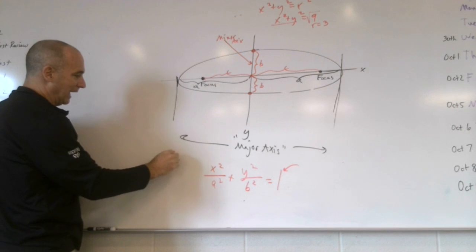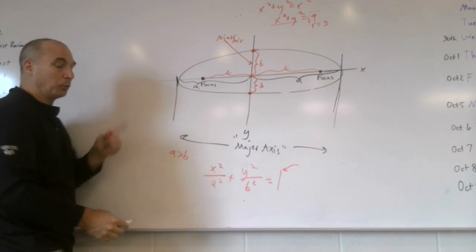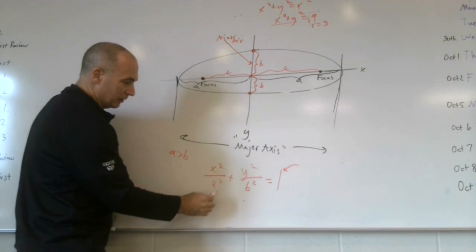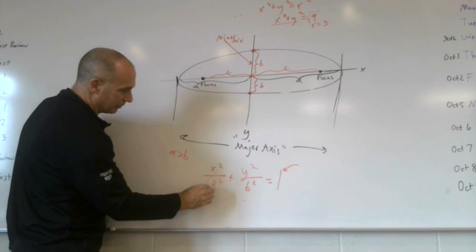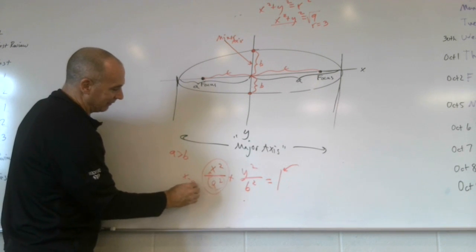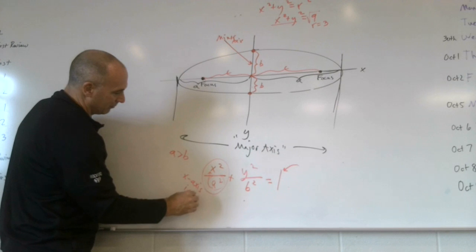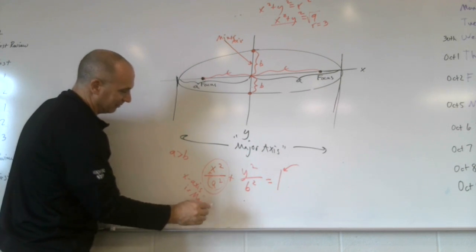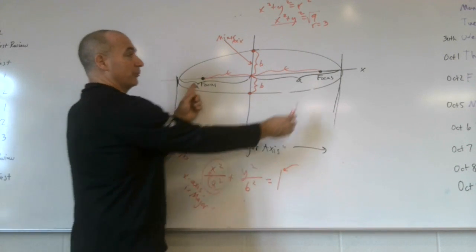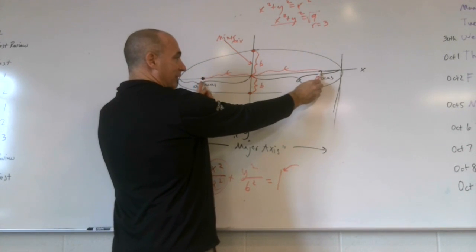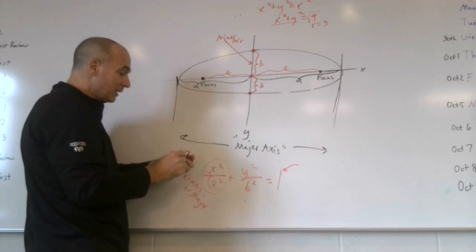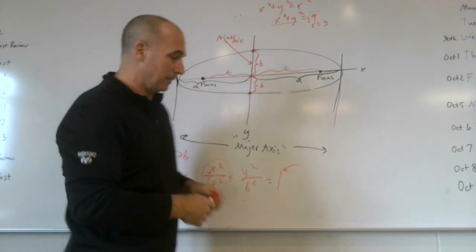We do know that A is going to be always bigger than B, which sheds light on this. This is the way you should look at it. Notice my A is underneath my X. That's indicating that my X-axis is my major axis, which will be significant because they're going to ask us to find the foci. So we need to know that the foci are going to be on the x-axis in this situation. Now I'm going to erase this.